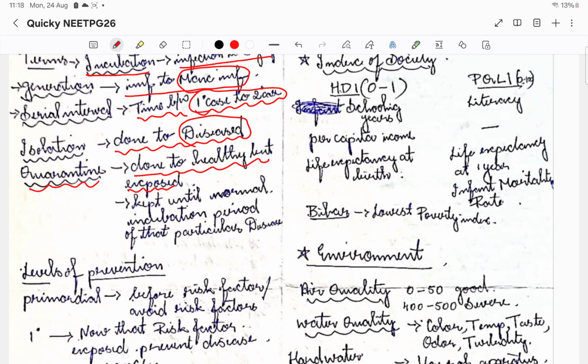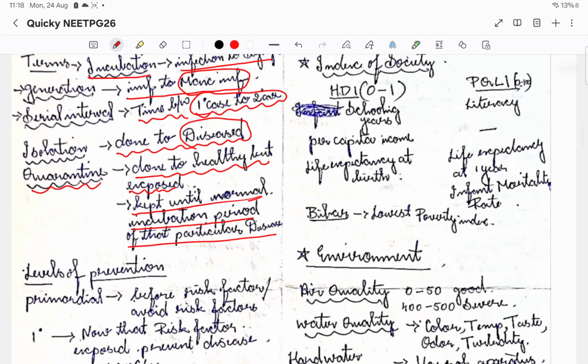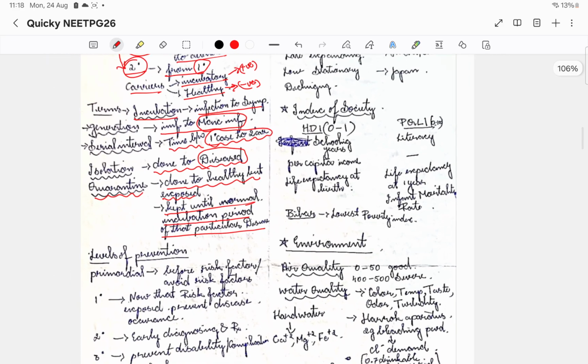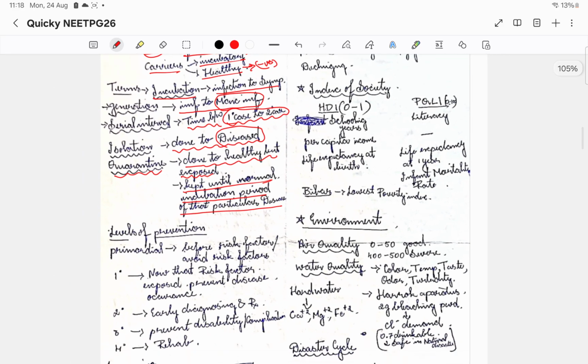Okay, so these people are kept until the normal incubation period of that particular disease has passed. For example, let us take measles. It is going to be 10 to 14 days, right? For 10 to 14 days we'll quarantine them and see whether they will develop the disease or not. If they develop the disease, they'll be taken to the hospital. Okay, so these are certain terms I want you guys to know.